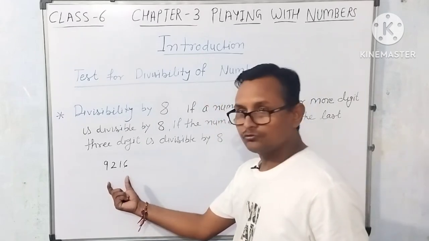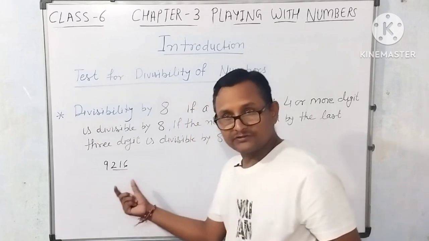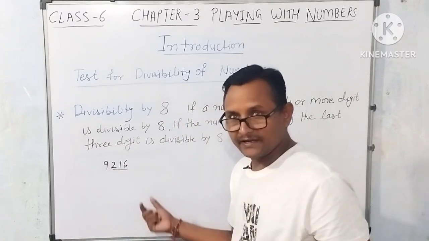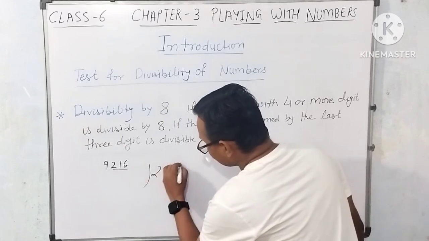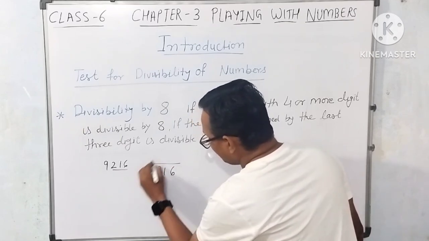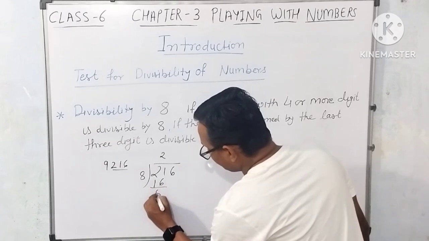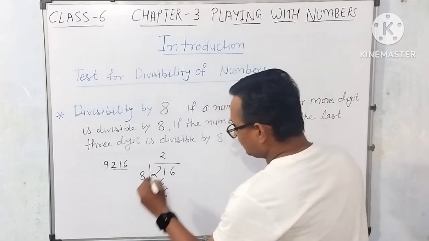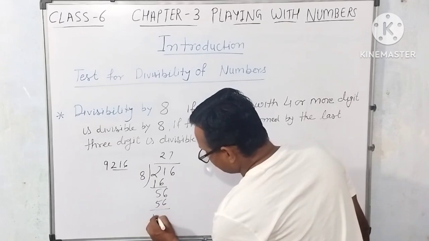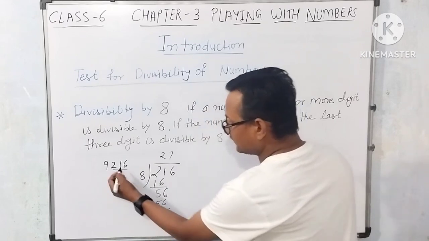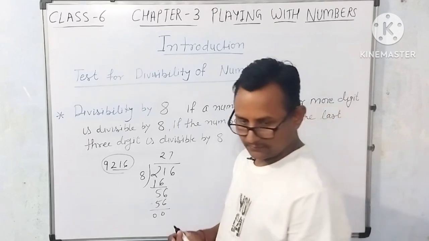So now we have to think about the last 3 digits, 216. We have to check whether 216 is divisible by 8 or not. 8 times 2 is 16, 8 times 7 is 56. So this number is divisible by 8.